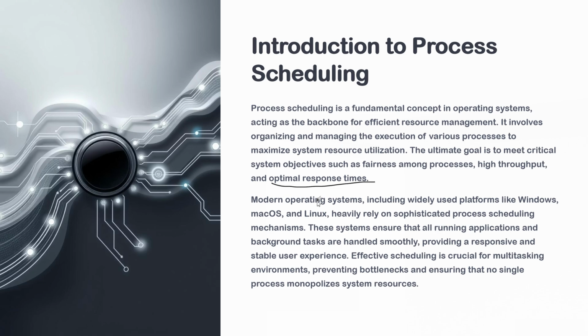Modern operating systems, including widely used platforms like Windows, macOS, and Linux, rely on sophisticated process scheduling mechanisms. This ensures that all running applications and background tasks are handled smoothly, providing a responsive and stable user experience. Effective scheduling is crucial for multitasking environments, preventing bottlenecks and ensuring that no single process monopolizes system resources.